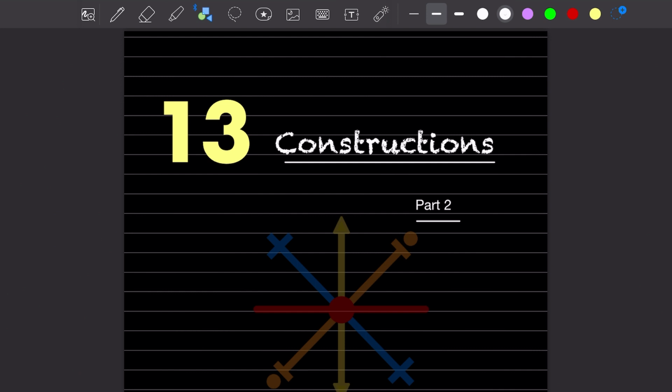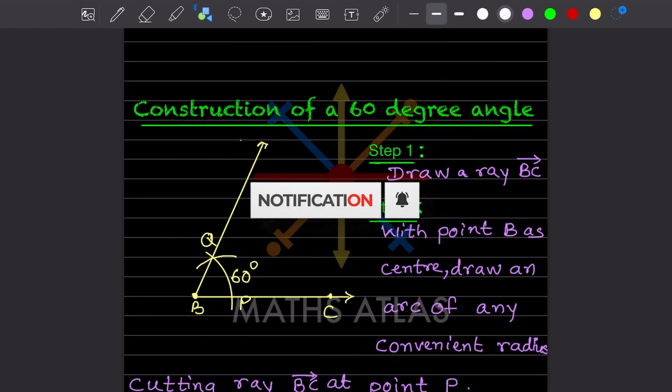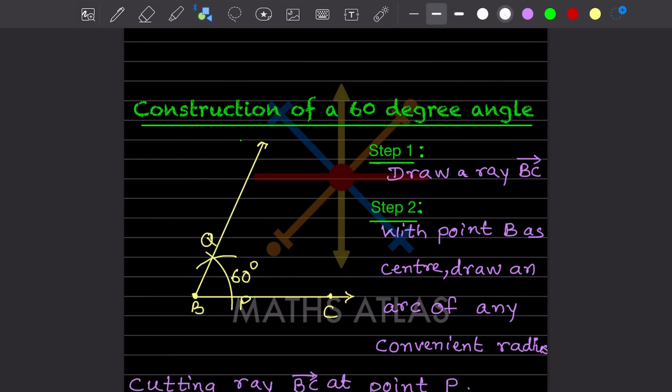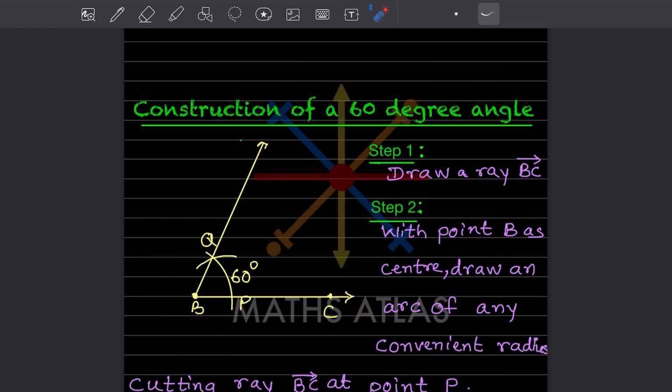So this is the second part of this chapter, that is the construction. Let us see now how to construct a 60-degree angle. Look here. I have already constructed this, but I will show you step by step how I did it.